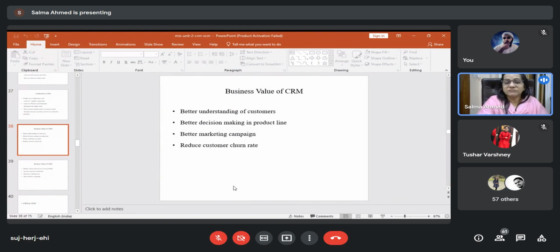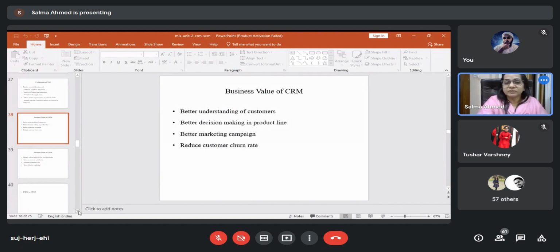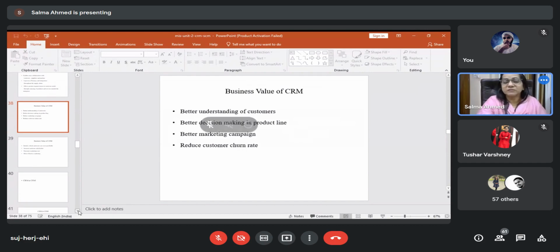So what are the benefits? Business value of CRM is we have a better understanding of the customer. Therefore, we can make better forecasts. We can make better decisions in the product line. See, these are the items which are not preferred by my customer, so I can drop that product from my product line. I can make a better marketing campaign, and most important, I can reduce customer churn rate. Churn rate means deflection. They go to some other competitor.